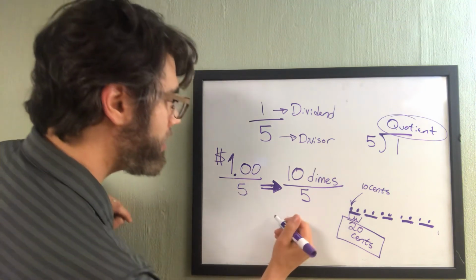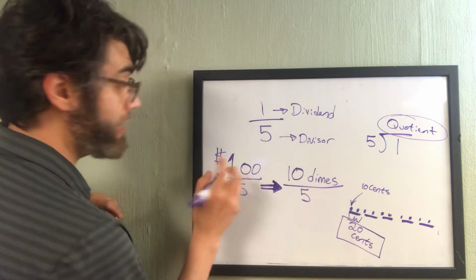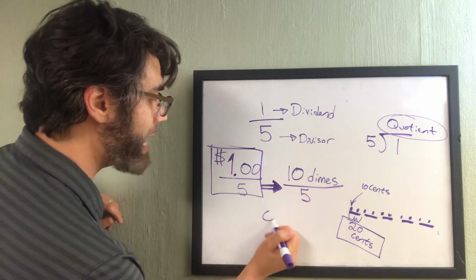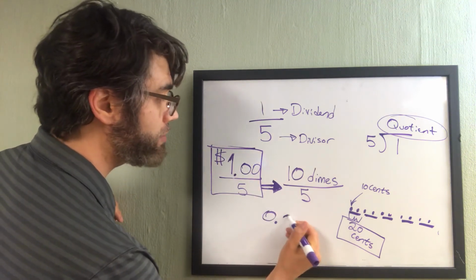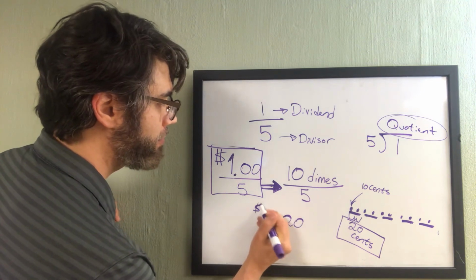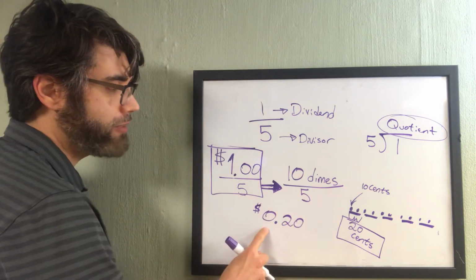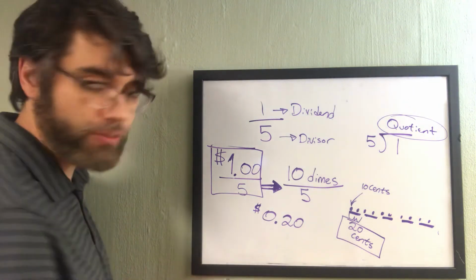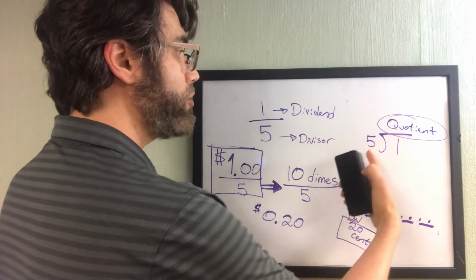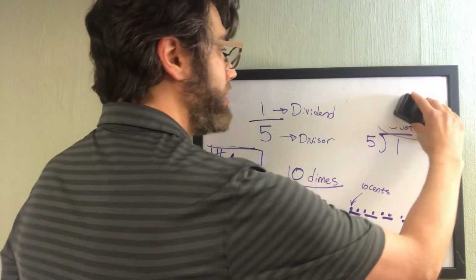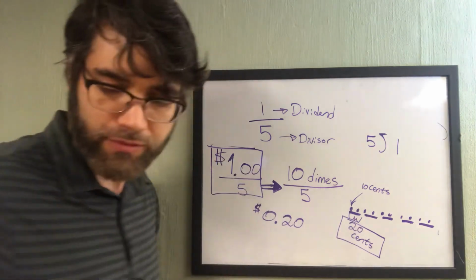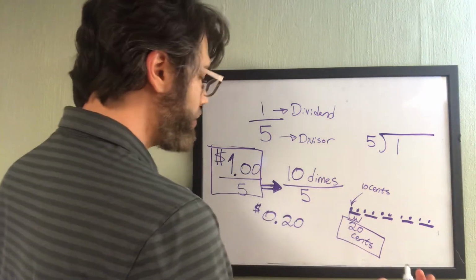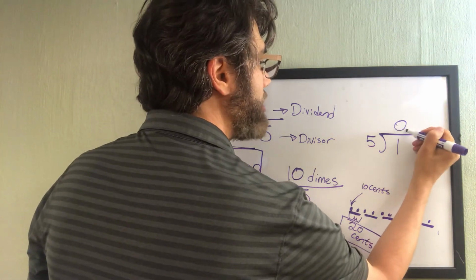So each of these groups is worth 20 cents. Our original problem here was in terms of dollars. So how do you write 20 cents in terms of dollars? 20 cents is represented by 0.20. And so that is going to be what our quotient is. So 5 goes into 1, and we creatively thought of 1 as now being $1, but now we can say, oh okay, so that's 0.20.